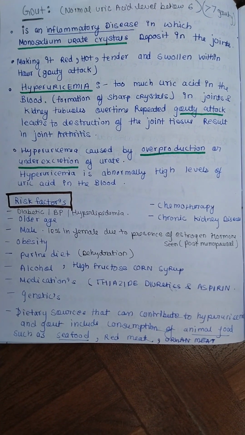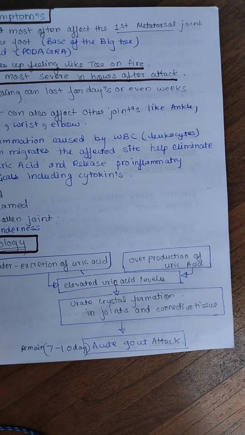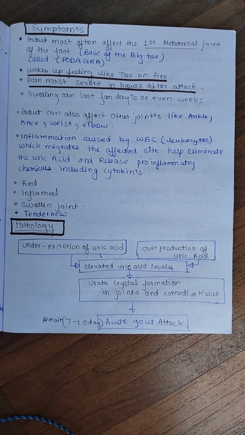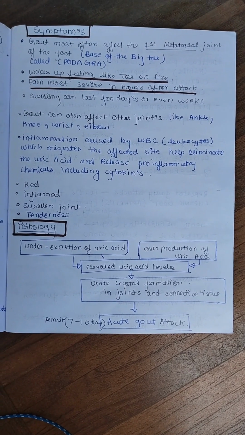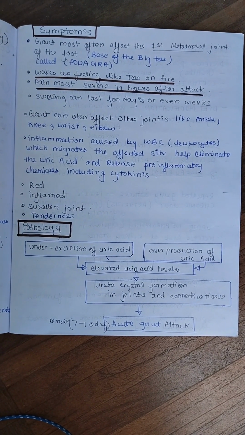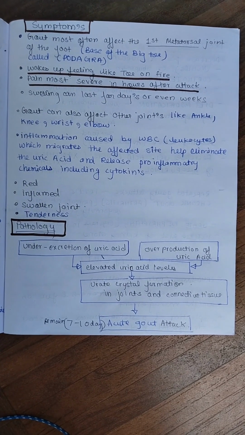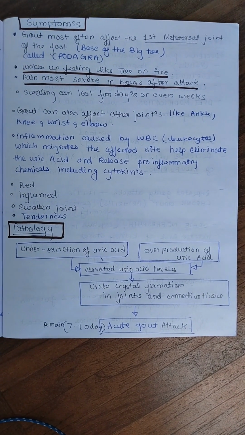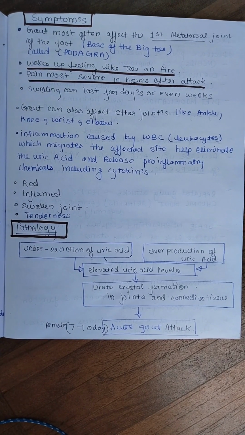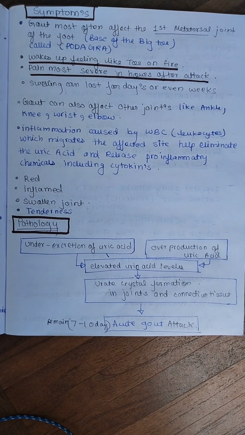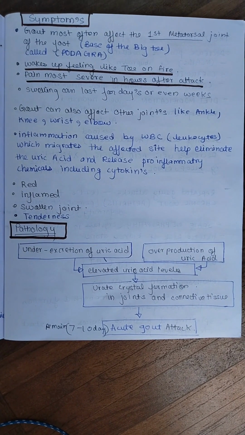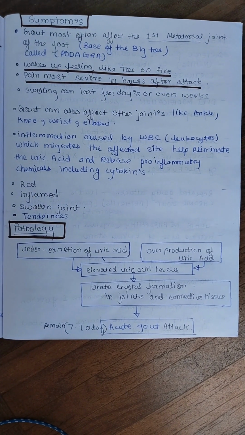Now let's talk about the symptoms of gout. I told you that it is an inflammatory disease, so there will be redness, swelling, tenderness, pain, and a rise in temperature. Apart from this, what are the clinical features? Gout often affects the first metatarsal of the foot, that is, the base of the big toe. This is affected first, and this condition is known as podagra.